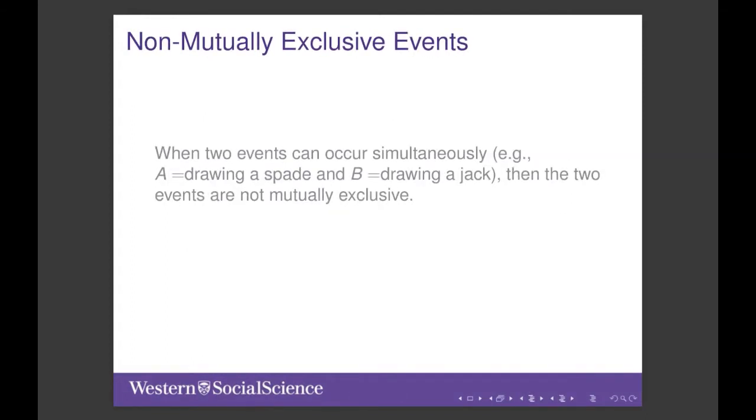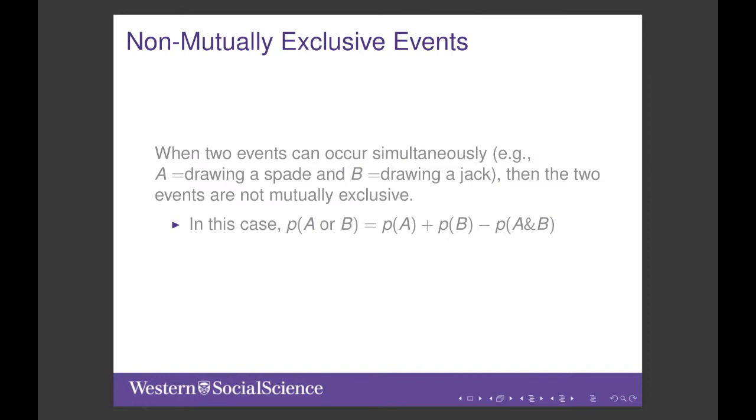Things get a little bit more complicated when events are not mutually exclusive. This happens when events can occur simultaneously. That is, for example, drawing a spade and drawing a jack. If 2 events can happen simultaneously, then they are not mutually exclusive. In this case, if we want to know the probability of A or B, it's the sum of their individual probabilities minus the probability that both happen at the same time.